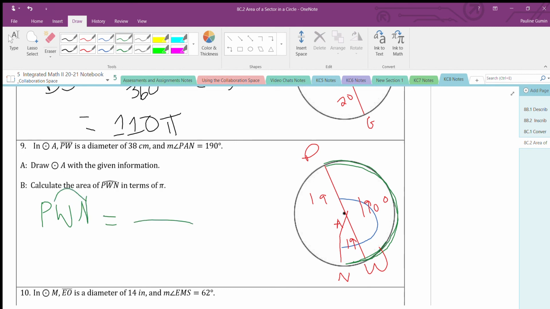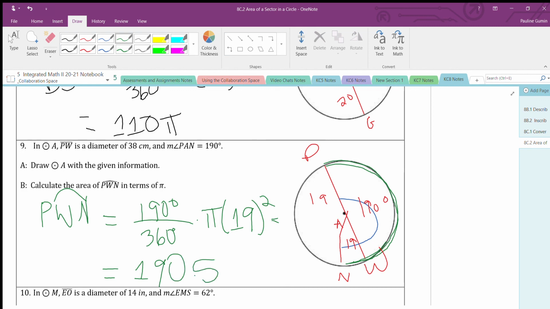Our central angle is 190 over 360 times pi r squared. Our radius is 19. The way I did this is I plugged it into my calculator. I did 190 divided by 360, enter, times 19 times 19, and I'm rounding a little bit. I got 190.5 pi. I left pi all alone by itself because I wanted it in terms of pi.